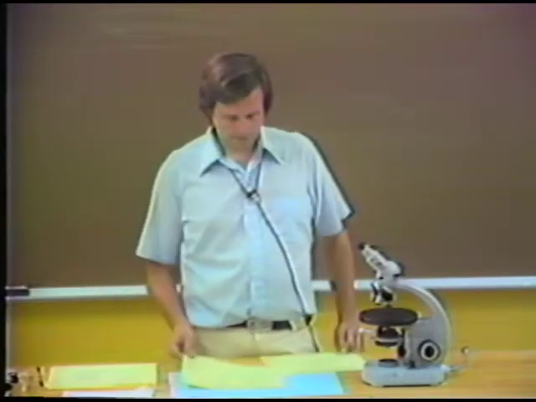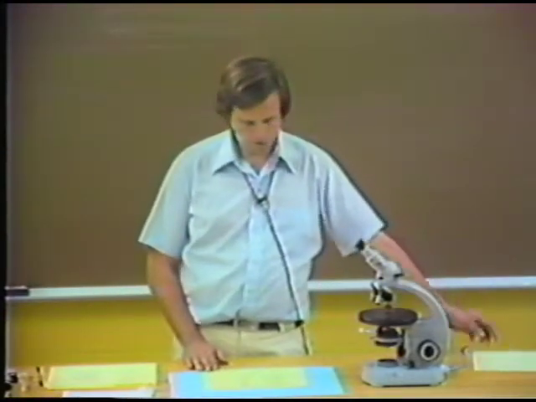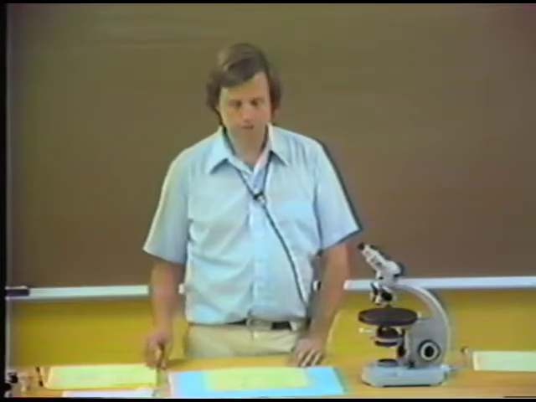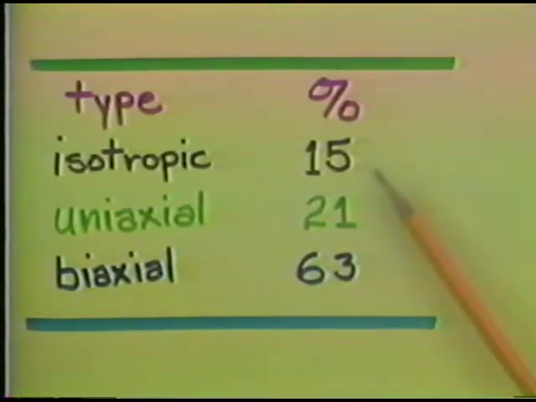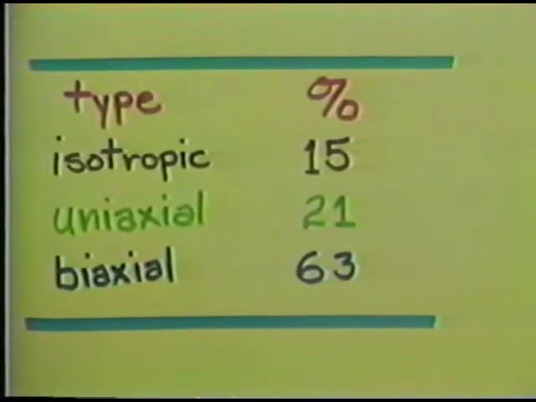To give you an idea of the proportion of minerals of each type, isotropic minerals make up only about 15% of minerals found in nature. Uniaxial minerals about 21%, and the overwhelming majority of minerals are biaxial, the most optically complex. But we're going to start again concentrating on this simple subgroup of minerals and properties associated with their identification.